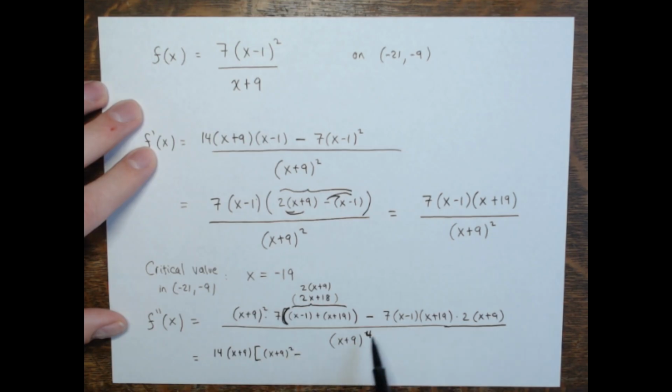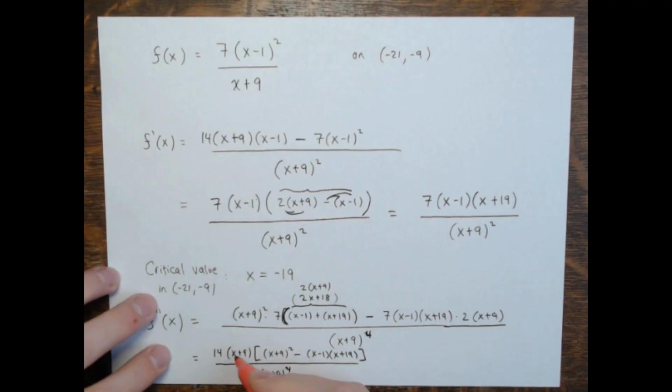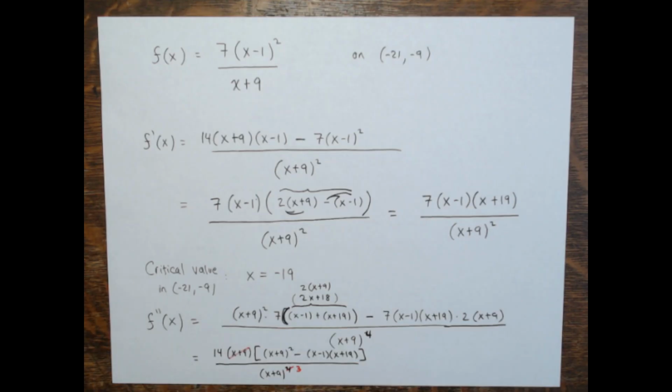All right, if I pull out 14 and x plus 9, you have this x plus 9 squared still there. And if I then minus, and if I pull out 14 times x plus 9, you got this x minus 1 times x plus 19 over here. And all that divided by x plus 9 to the fourth. And then one of the x plus 9s will cancel. All right, so this becomes x plus 9 to the third down here.